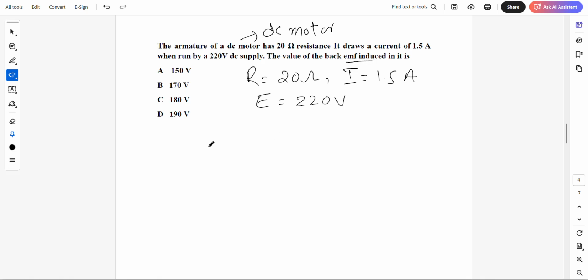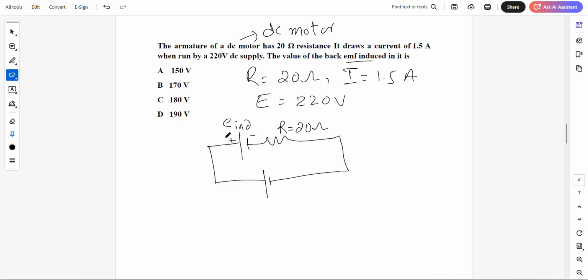First draw the circuit diagram. This is the value of R, they have given 20 ohm. This is the EMF induced in the armature winding, that is E induced. Always it will be opposing the very cause of it. E is equal to 220 volts.